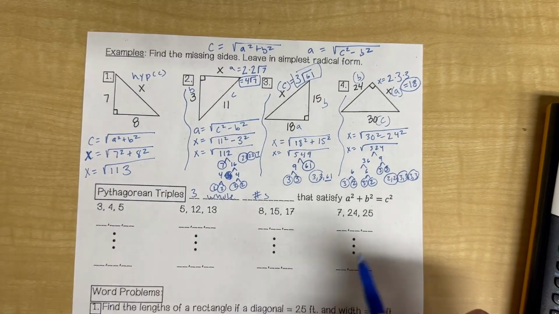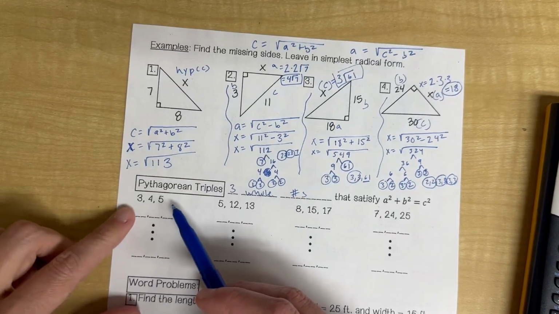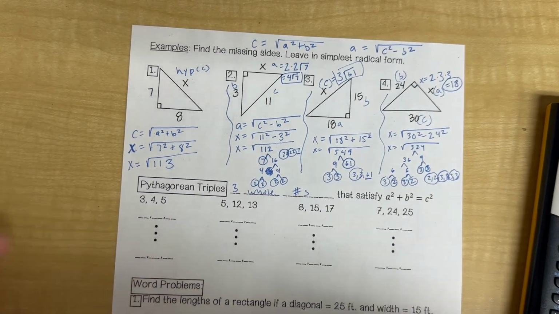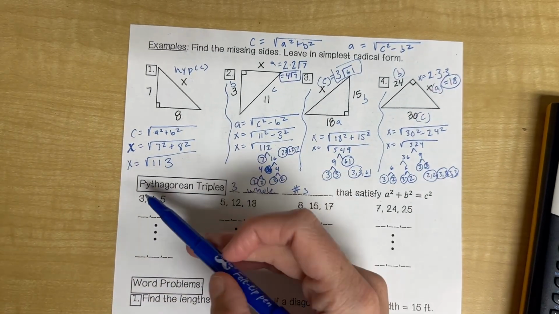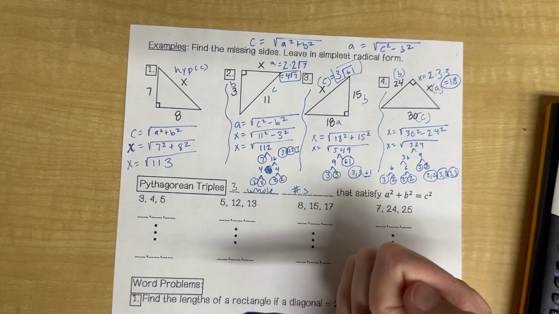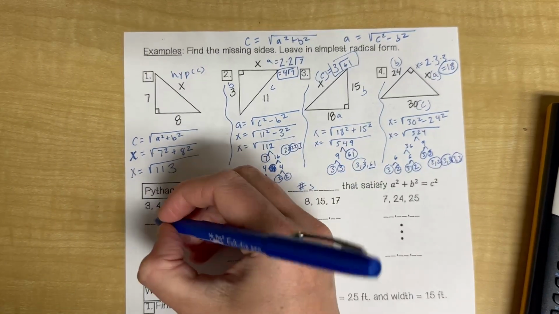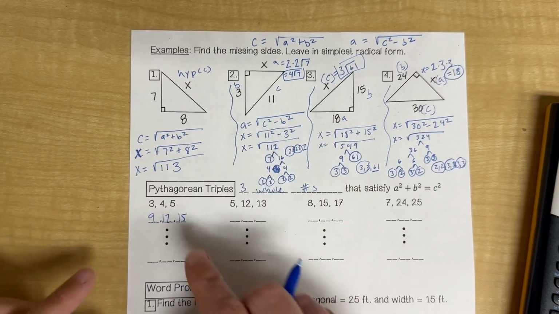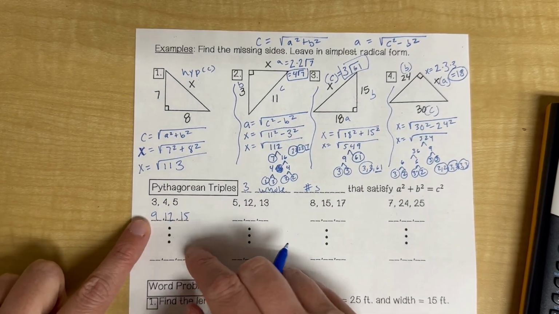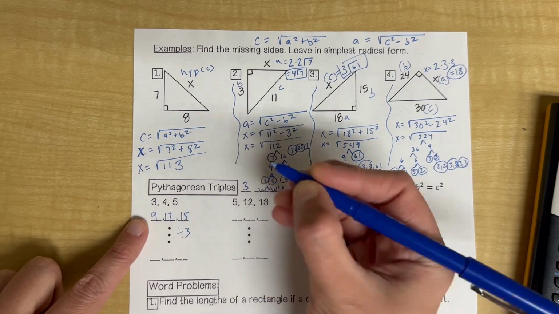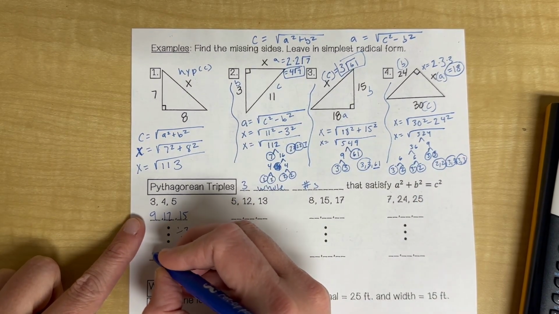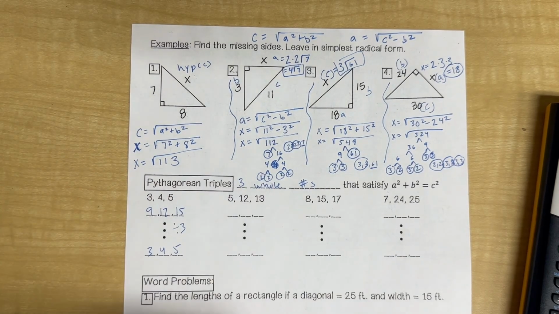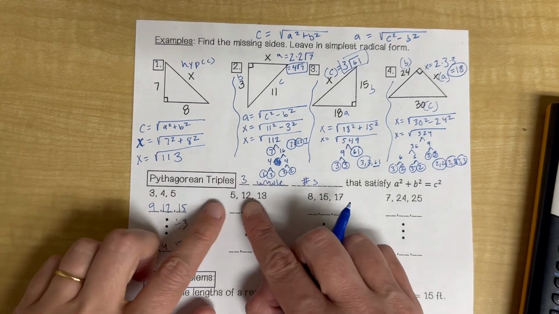So these are the 3 most popular. This one is very popular. Every year I try to explain, you might see a 3, 4, 5, but it might not be a 3, 4, 5. It might be a 9, 12, 15. What did I do here? All of these were multiplied by 3, but when you divide them by 3, you get back to a 3, 4, 5 triangle.